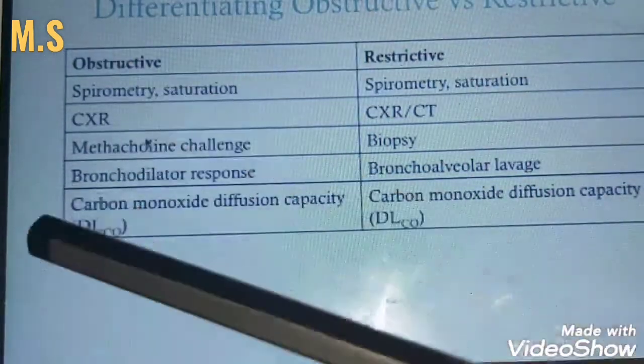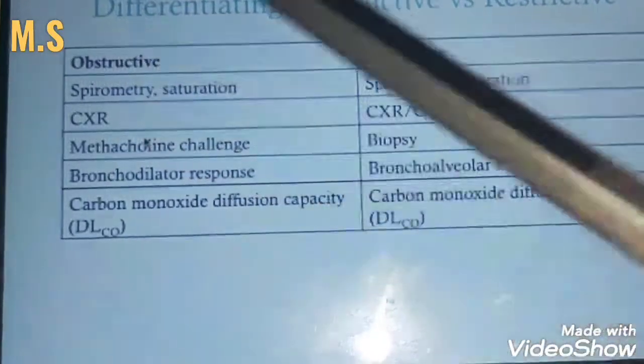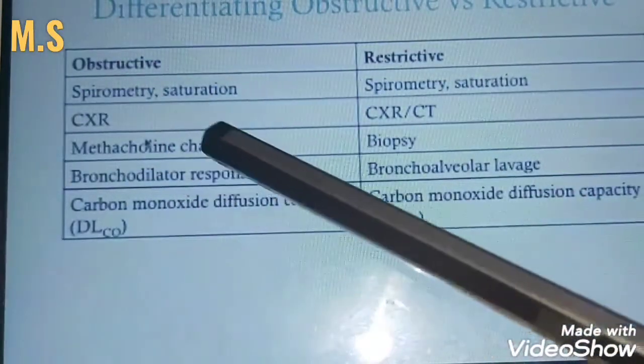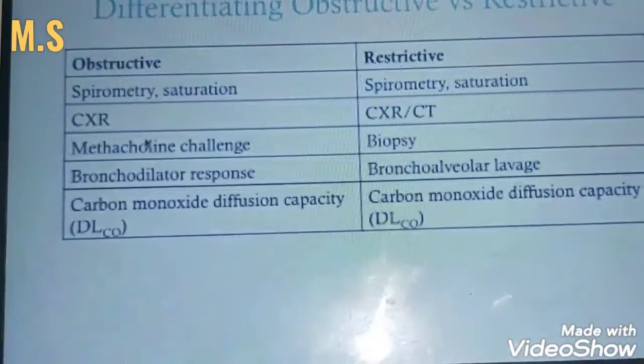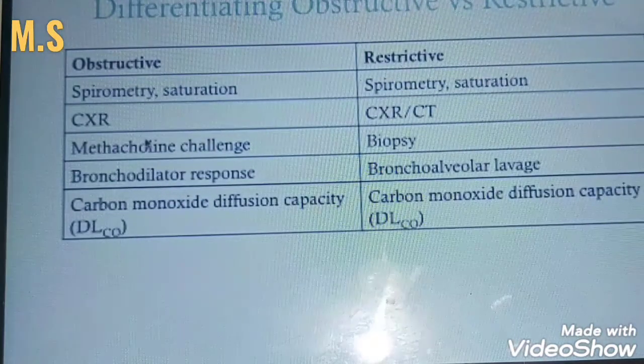Most probably what is important here is spirometry and these two tests, the methacholine challenge and the bronchodilator response. So this is in short how you can differentiate, but when we do asthma and COPD, we will differentiate it more clearly.